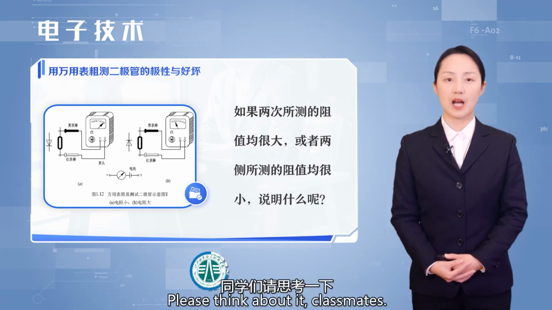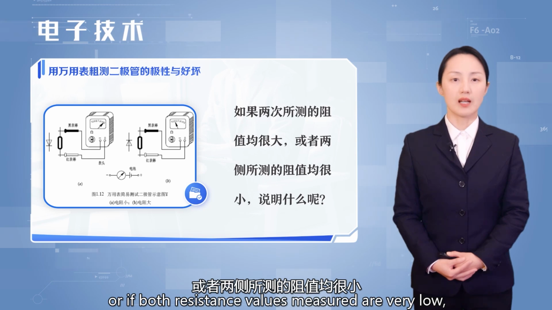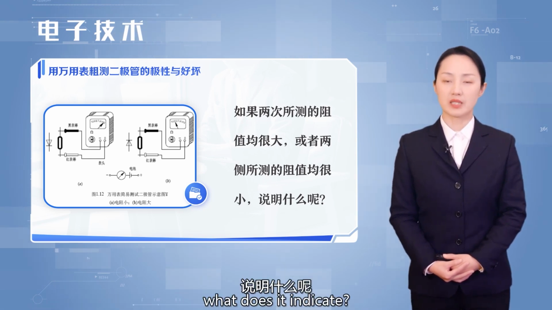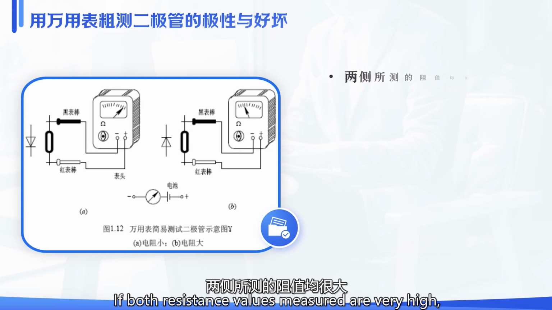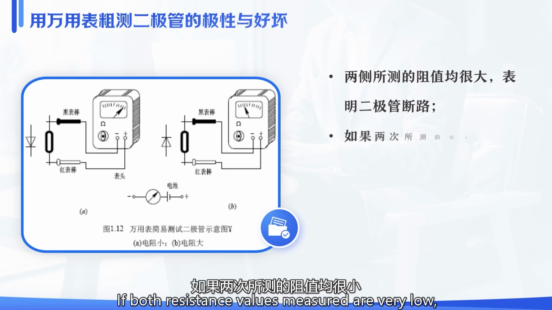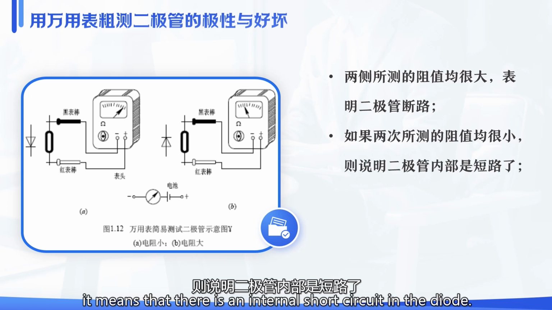Please think about it, classmates. If both resistance values measured are very high, or if both resistance values measured are very low, what does it indicate? If both resistance values measured are very high, it indicates that the diode is open-circuited. If both resistance values measured are very low, it means that there is an internal short circuit in the diode.